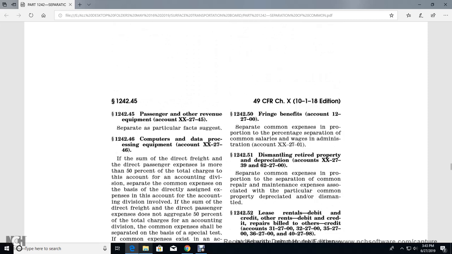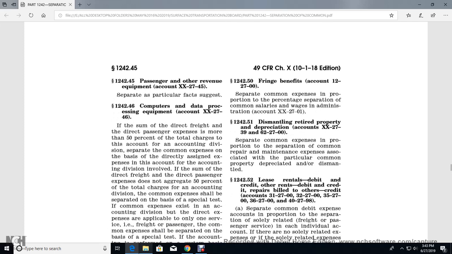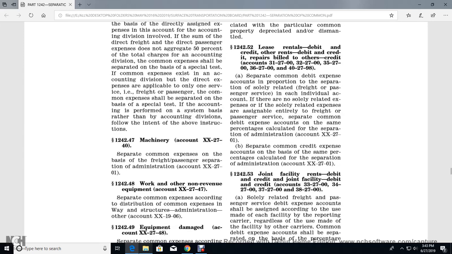All right, 1242.50, fringe benefits, account 122700: separate common expense with the proportional percentage separation of common salaries and administration XX 2701. 1242.51, dismantling retired property, depreciation XX 2739, 62 2700: separate common expense with the proportional separation of the common repair and maintenance expense associated with the particular common property depreciated or dismantled.